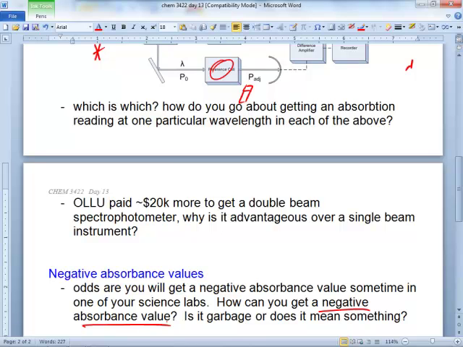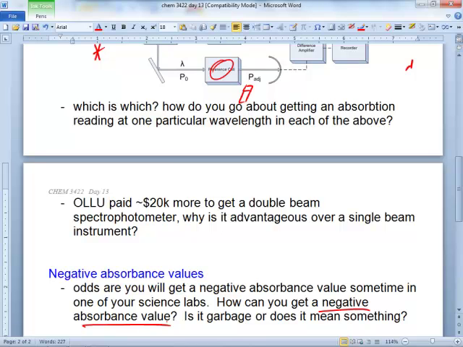What just happened? Is it garbage? Things aren't behaving? The machine needs to turn everything off and back on again? Will that solve it? Rerun it? Maybe play with the lamp and get it optimized? The math tells you. How can you get a negative absorbance reading?